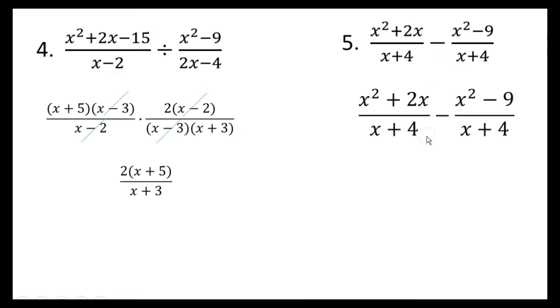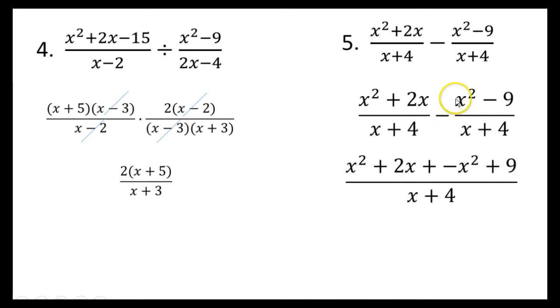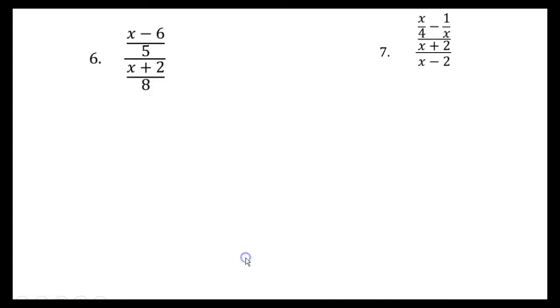All right, the next one is to combine like terms by distributing this negative sign to both parts. And then when I combine like terms, the x squareds cancel out, and I get 2x plus 9 over x plus 4.